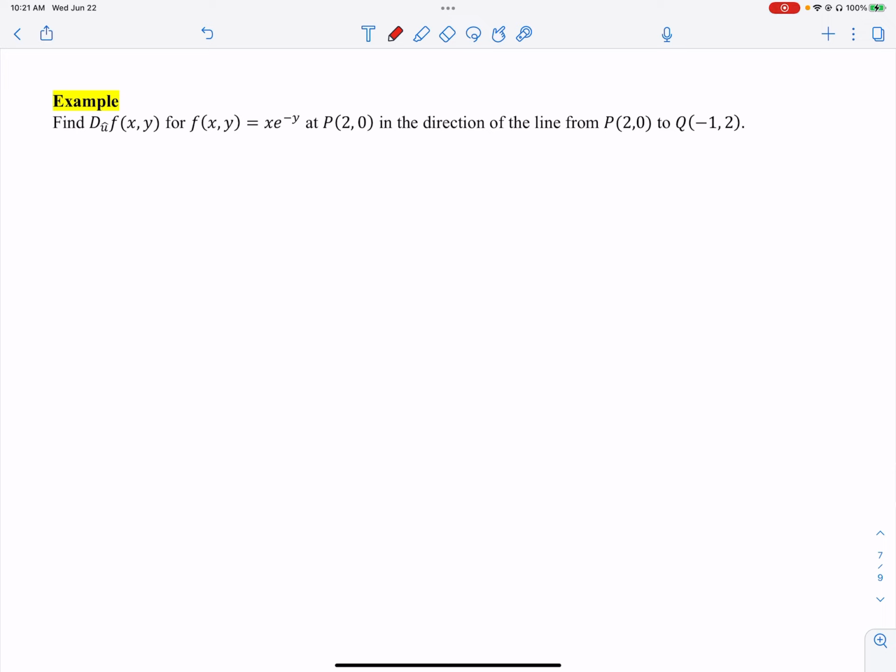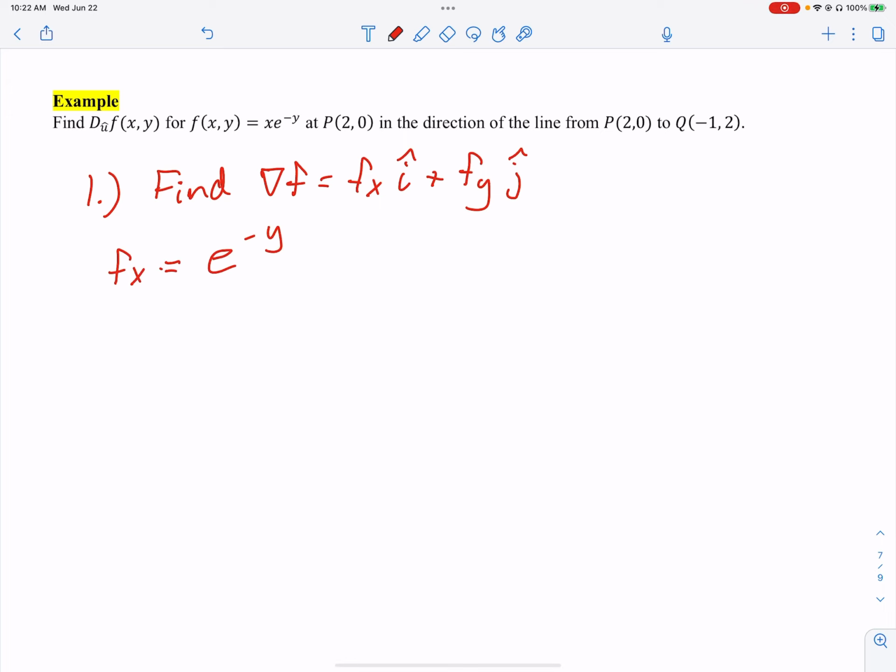Now I have this directional derivative of that function at the point 2, 0 in the direction of the line from P to Q. All right, so same steps. Step 1, find del f. So I write the definition of del f: partial with respect to x i, plus partial with respect to y j. Now I need to find those partials. The partial of that thing with respect to x, there's only one x, so that's great. That's just negative e to the y. Partial with respect to y, we get negative x e to the negative y. There's just one y, so there's no product rule.